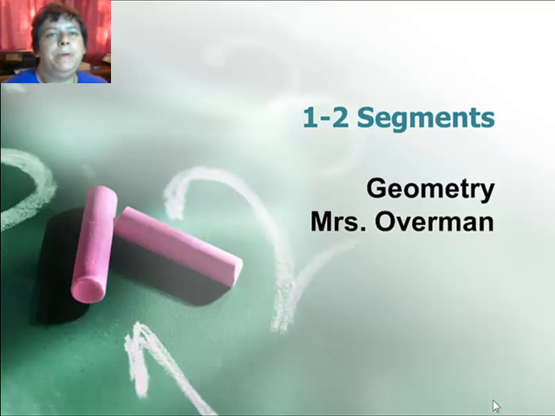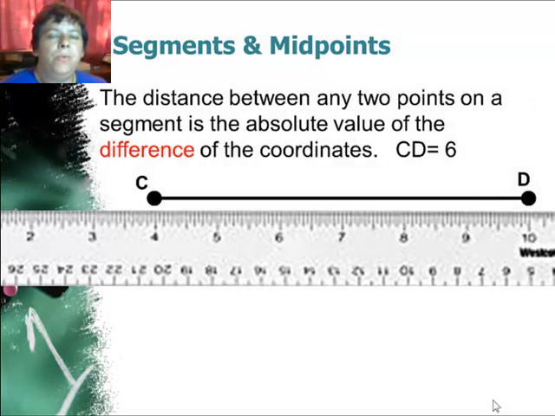In this lesson, we'll be talking about basic segment postulates. So one of the first postulates is the ruler postulate, and it says the distance between any 2 points on a segment is the absolute value of the difference of the coordinates.